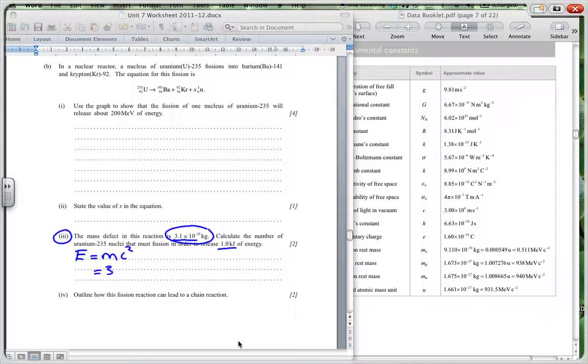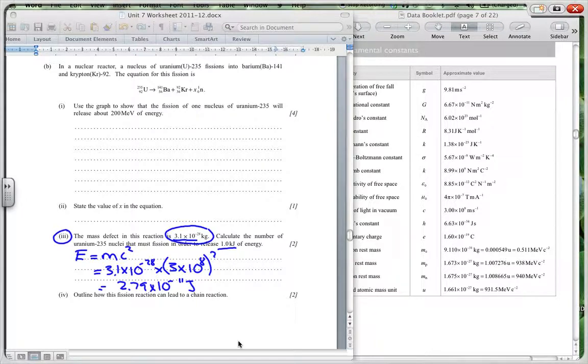So here this mass is actually being converted into energy by the formula E equals mc squared. So we put that in: 3.1 times 10 to the negative 28 times c squared, 3 times 10 to the 8 squared. And we get 2.79 times 10 to the negative 11 joules. That's the energy that is released for every fission, every reaction.